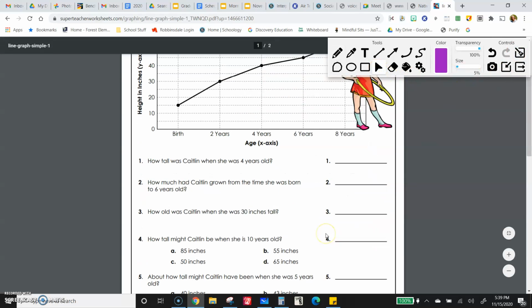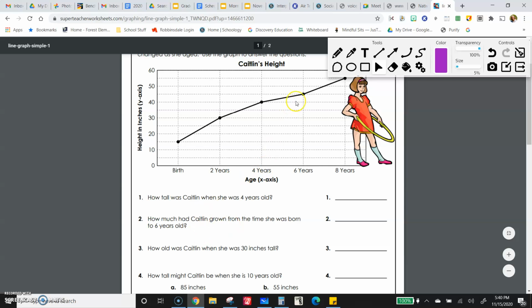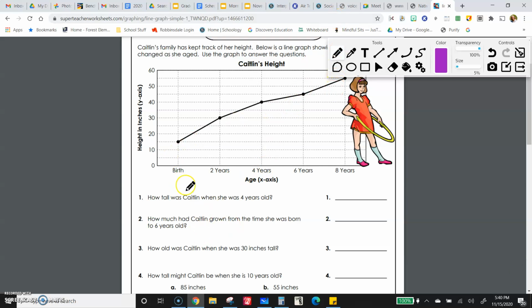Now, how much had Caitlin grown from the time she was born to 6 years old? Well, we just figured out that she was 15 inches when she was born. When she was 6 years old, okay, it's on the line though, so it's 45. How much had she grown from there to there? Well, what's the difference? Because she ended up at 45, but she didn't start at 0. So we can't just say she grew 45 inches. From 15 to 45, I can subtract, I get 30. Okay, so I know she grew 30 inches.